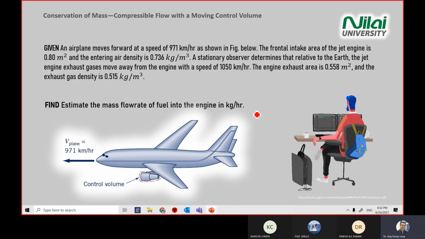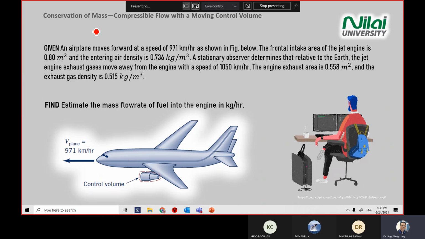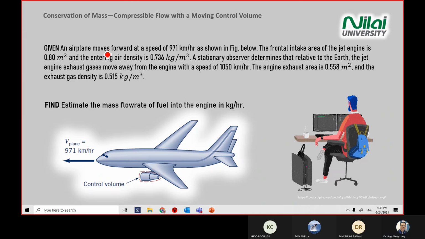Now, this example is available in your tutorial question, so let's look at the tutorial question. As you can see, the question says that the aircraft is moving forward, there's a direction there, at a speed of 971 kilometers per hour. A speed is given, and the frontal intake area of the jet engine is 0.8 meters square. So this is the engine that the question will focus on, so the area is given.